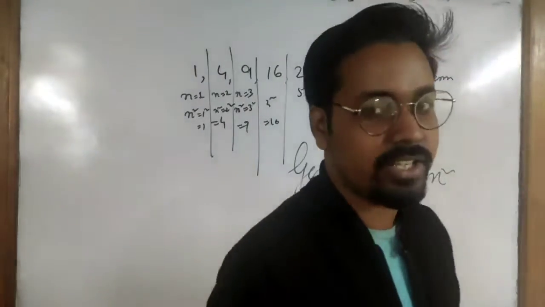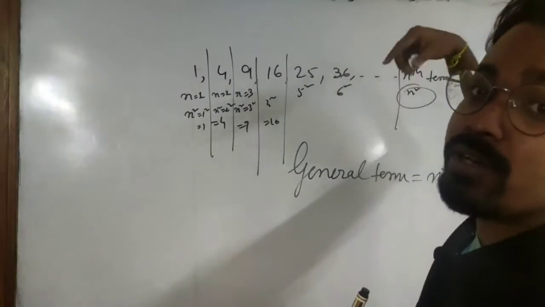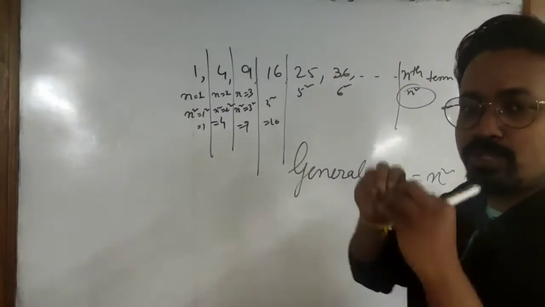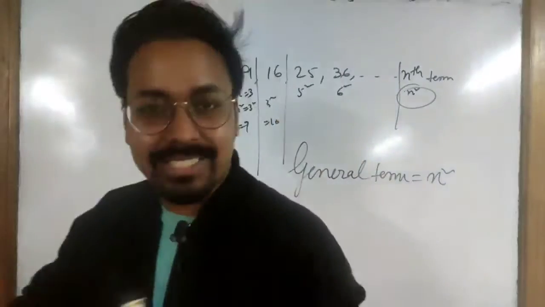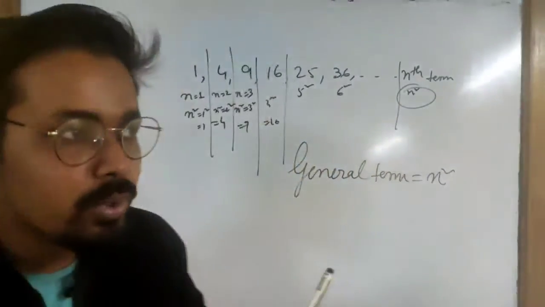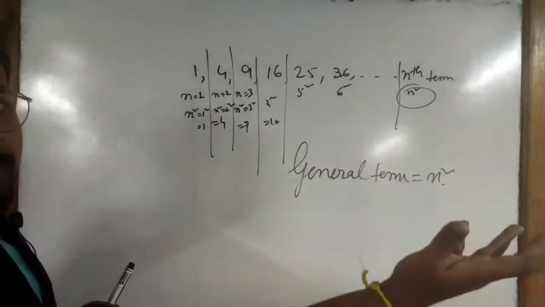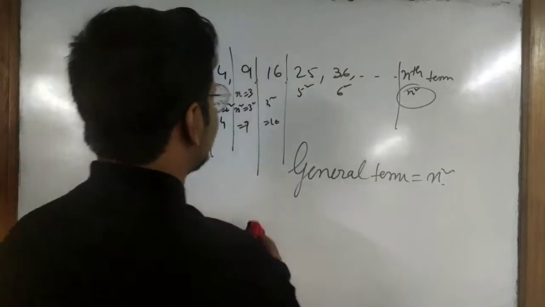Once you find a general term, even if you don't know what the next part of the series is, you can find any term you want from the general term. Just put the position of the term you want, 6th, 7th, 8th, 9th, 100, 1000, 2000, 1 lakh, whatever term you want to find, in place of this variable and you will find the term. So that's how you find the general term.